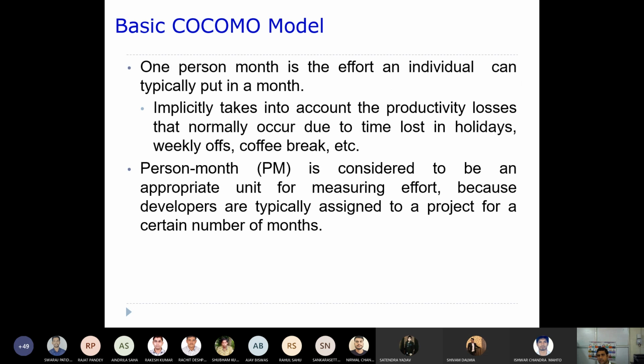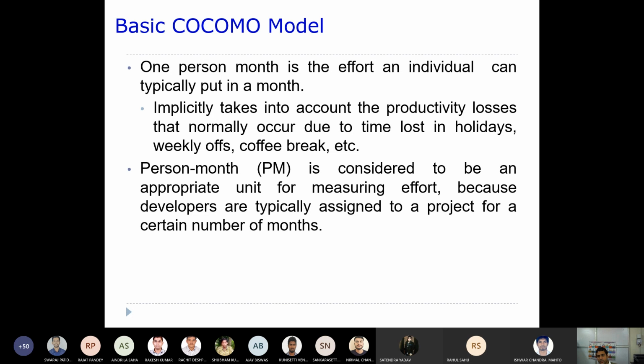So one person-month is the effort an individual can typically put in a month. Whenever we say one person-month, we understand that there is one person who can typically work for a month. That is what we understand by one person-month.